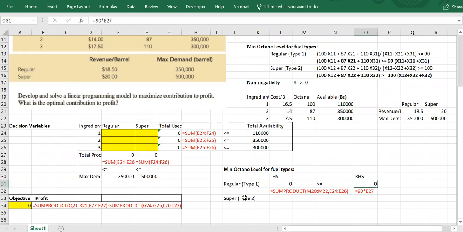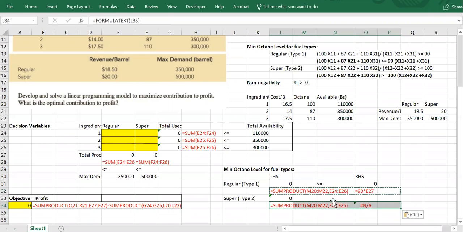We just need to write it down for super type, right? For super fuel, same thing: it's going to be some product of the octane levels of each ingredient multiplied by the amount of each ingredient used for production of super fuel. This should be greater than or equal to, this time, 100 times the total production of super fuel, x11, x12 plus x22 plus x32. Sum of those, the total production of super fuel. So now that takes care of the right-hand side.